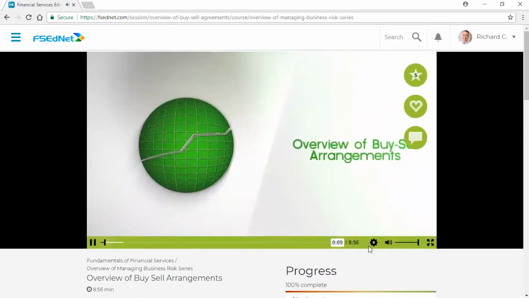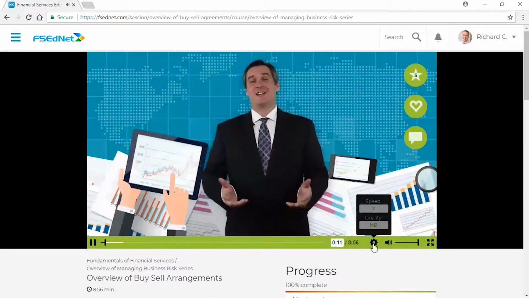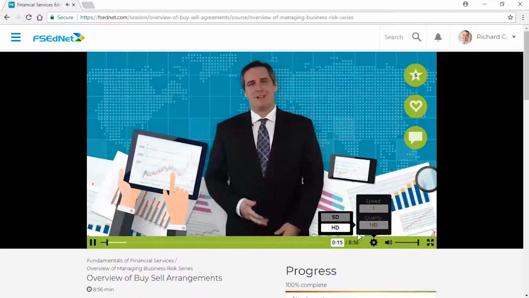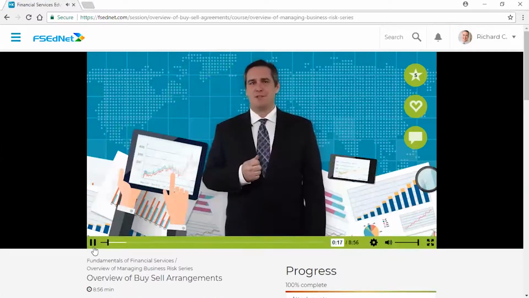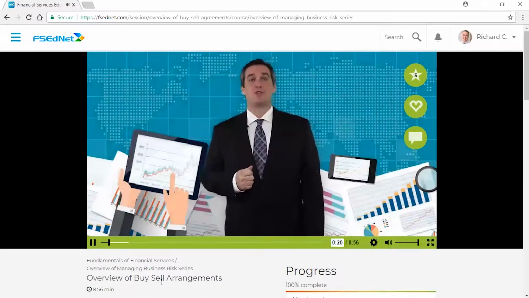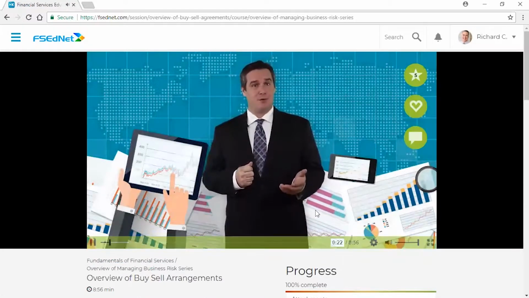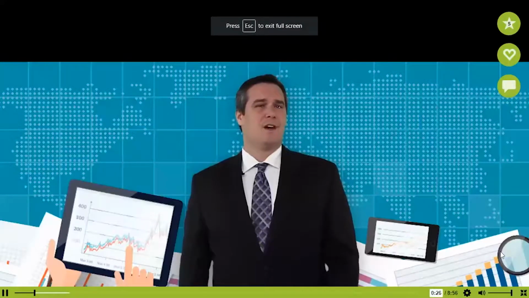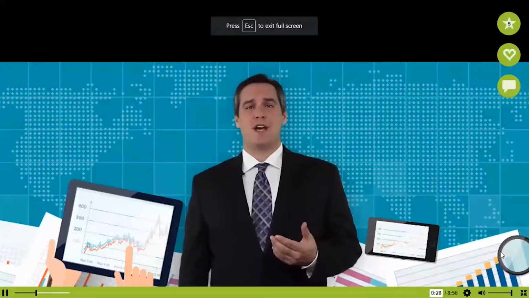If you have a weak internet connection, click on the gear icon and you can change it to a standard definition. If it is still slow, press the pause, wait a few moments to allow the streaming to begin, and then press the play button. If you wish to watch this on a full screen, press the expand button in the lower right corner. To close this version, simply click on the button again.